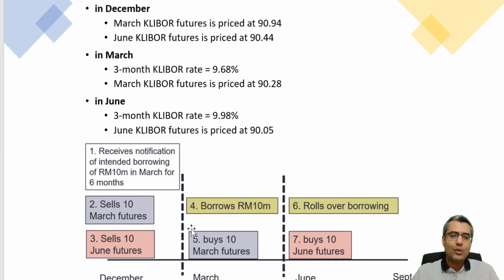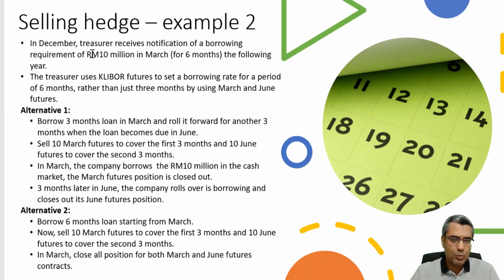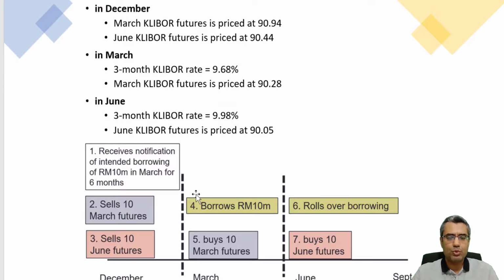So later in March, as we follow the initial plan, I will borrow 10 million ringgit. You remember in the question, the main thing was we want to borrow 10 million ringgit in March, and we just want to lock in the interest rate. We just want to make sure that if interest rate goes up, we won't be affected. So I borrow 10 million ringgit in March as it was the plan, but now I need to close my position on the March futures contract. So what I do is I buy 10 futures contracts in March.